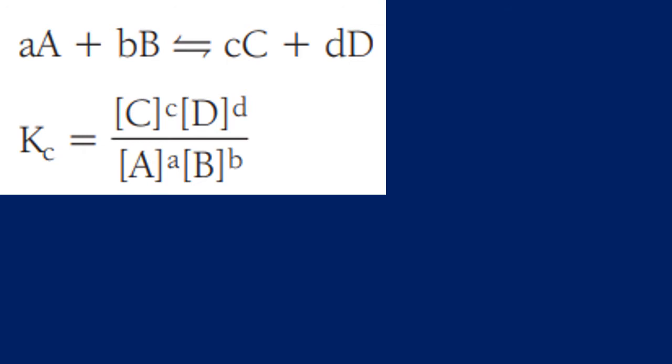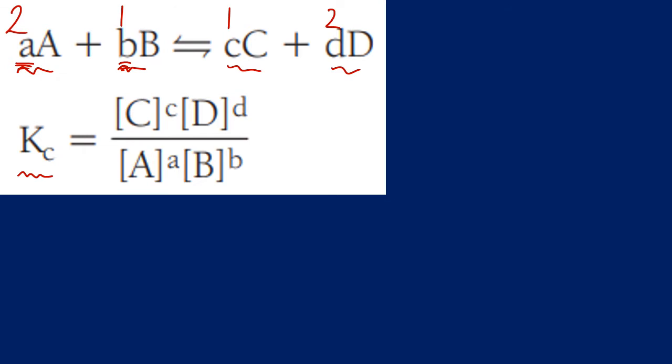Right, let's have a look at this very, very general equation. We've got two reactants producing two products. And these lowercase a's and b's, that's the stoichiometry. That's the balancing of the equation. So for example, this could be a 2 or a 1 and a 1 and a 2. So that's your stoichiometry. Now, the equilibrium constant Kc, the expression, is derived directly from a balanced equation.